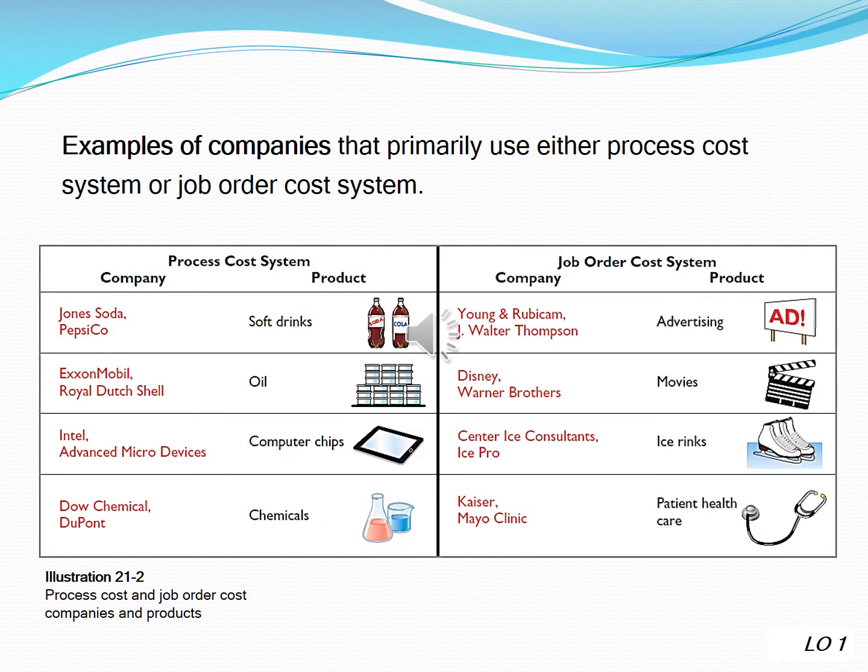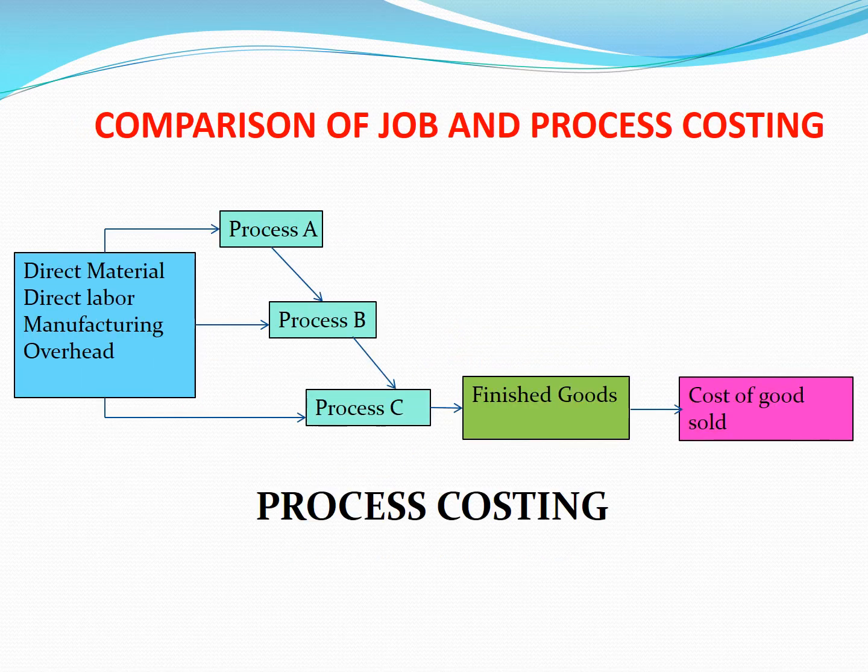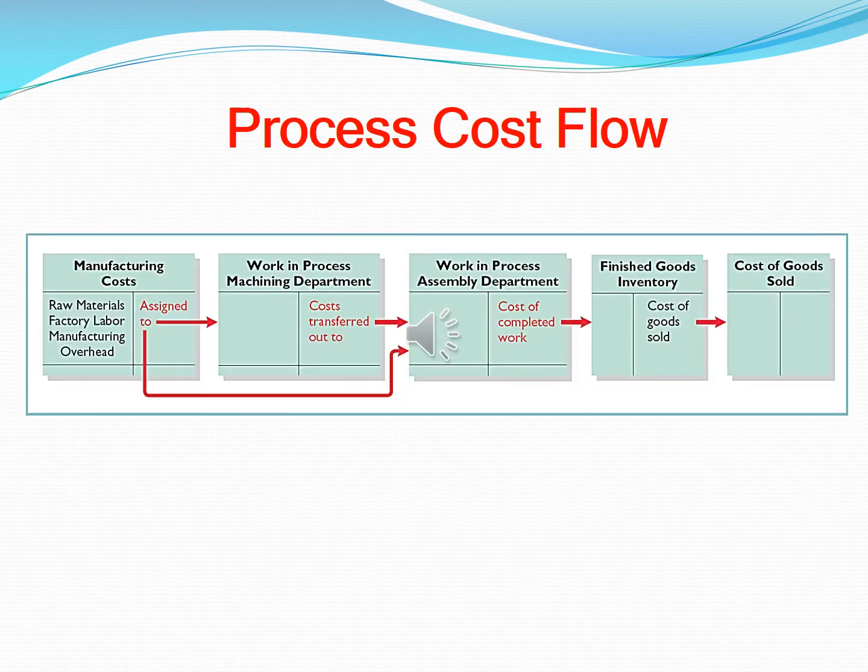Examples of companies that primarily use either a process cost system or a job order cost system. Illustration 21-2. Process cost and job order cost. Companies and products. Comparison of job and process costing. 4. Job order costing. 4. Process costing, process cost flow.